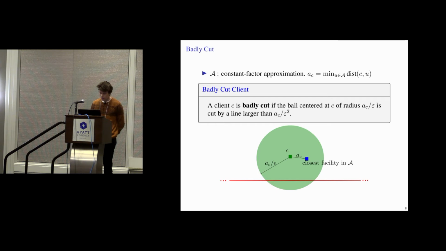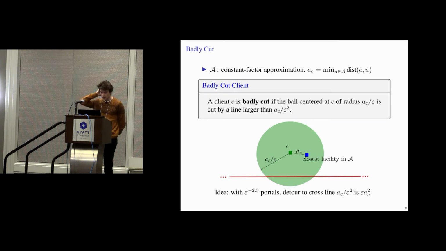Okay, so briefly, why AC over epsilon square? Because if all those lines are smaller than AC over epsilon square, and you put a constant number of portals, so epsilon to the minus 2.5, then the detour to cross a line is going to be the length of the line divided by p, and that gives epsilon times AC square. And this is a small detour. We're happy with that error. We can charge that error to say that we have a near optimal solution. So when I say small detour, I will mean that quantity.